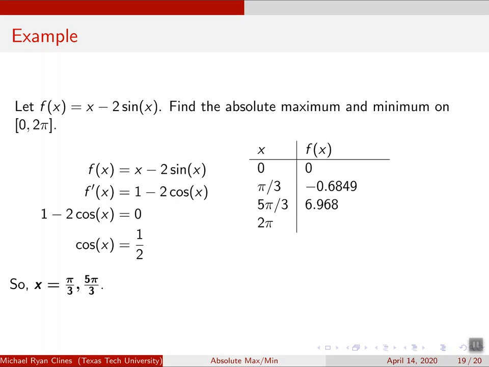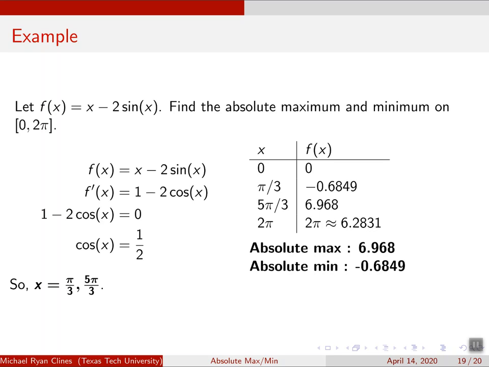We plug in 2 pi into our original function value. That's equal to 2 pi, which is roughly 6.2831. Once again, not going to ask you to calculate the 6.2831. I might have you give me 2 pi, but I'm not going to ask you to give me 6.28. That's ridiculous. The homework might. I won't. So we took our 2 endpoints, our 2 critical values. We plugged them back into our original function. And from here, we can determine what the absolute maximum and the absolute minimum are. The absolute maximum is 6.968, and the absolute minimum is negative 0.6849.